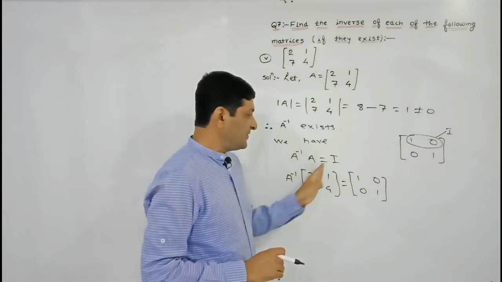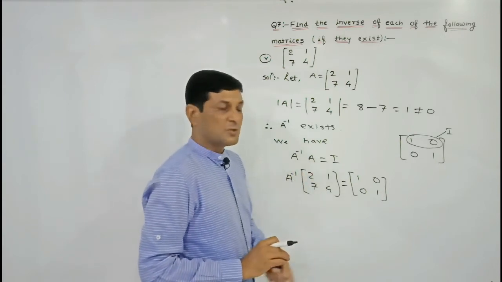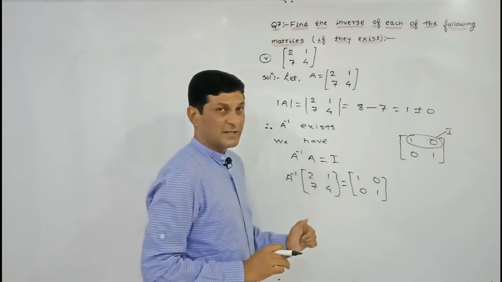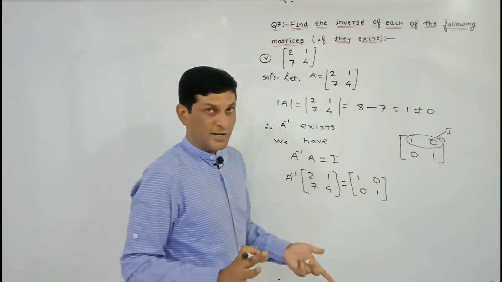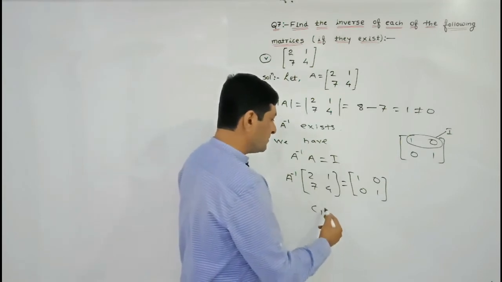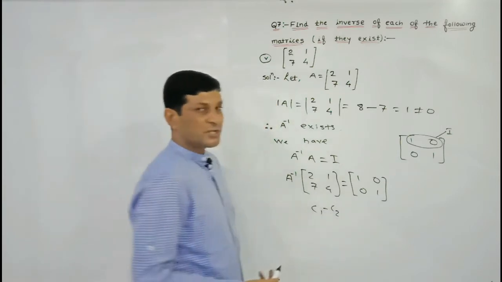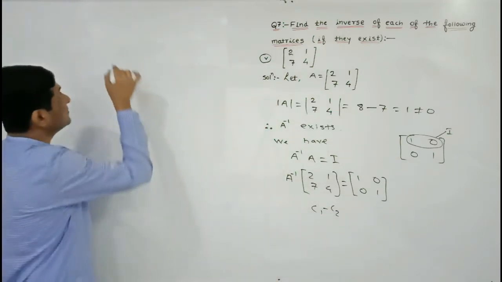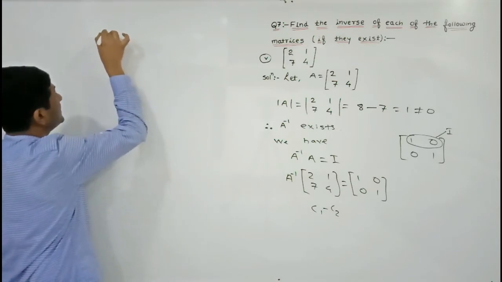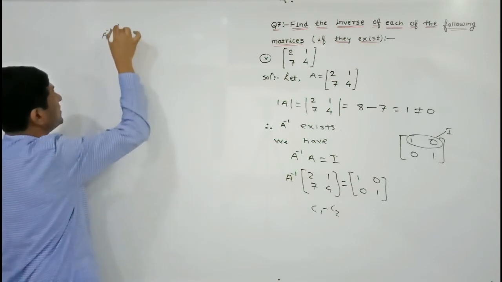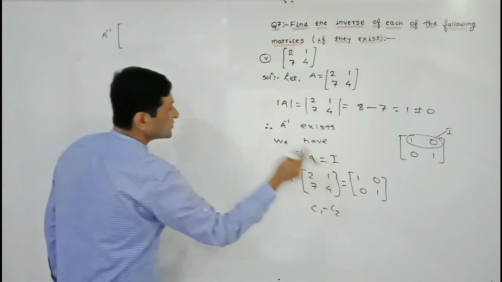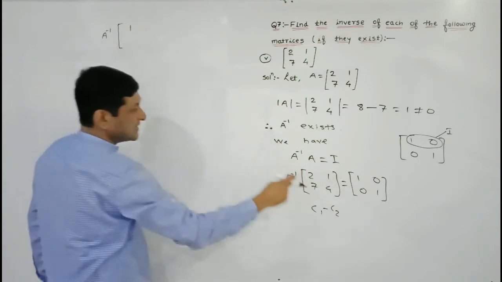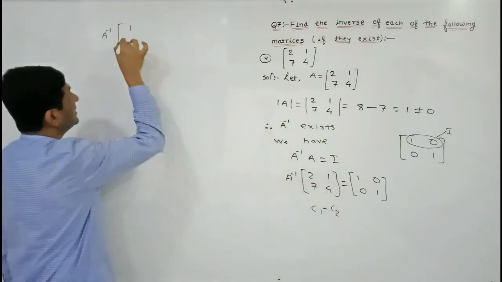So here C1 minus C2, if we perform this operation, C1 2 minus 1, so our operation is on what now? Columns, isn't it? So C1 minus C2, let us perform this operation on the elements of C1. Let us see what we'll get here. A inverse, keep it as it is. Our operation is on what? C1. So 2 minus 1 will be equal to 1, and here 7 minus 4 will be equal to 3.